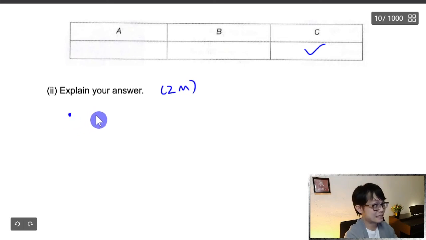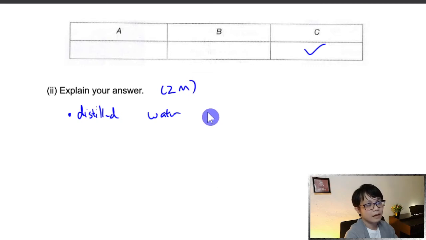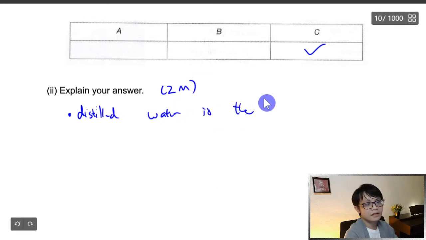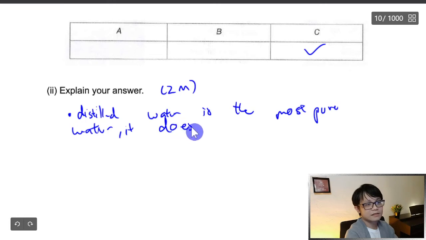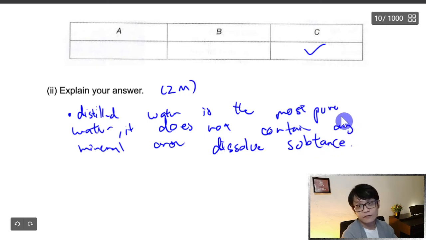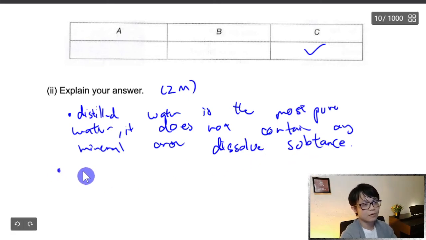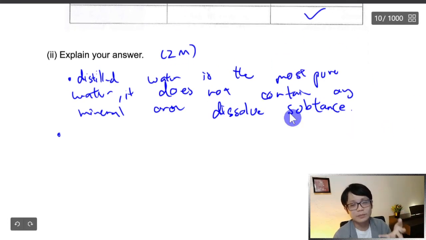So the first mark we can say that distilled water is the most pure water. It does not contain any mineral or dissolved substance, anything, meaning it doesn't have anything inside except for H2O water. So they say that it doesn't have any mineral or any dissolved substance or polluted substance, anything, or physical particle, up to you, because it's science.